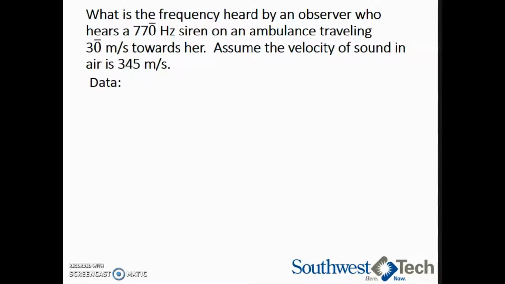First, let's write down everything we are given. We know the frequency of the siren is 770 Hz. We also know the velocity of the ambulance is 30 meters per second. We will call this v sub s, or the velocity of the source. The last piece of information we are given is the speed of sound in air, which we will call v, and this is 345 meters per second. In this problem, we are trying to find the Doppler-shifted frequency, or the frequency of the siren that the observer hears, which we will call f prime.